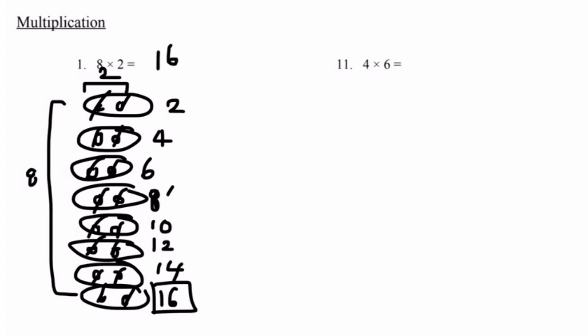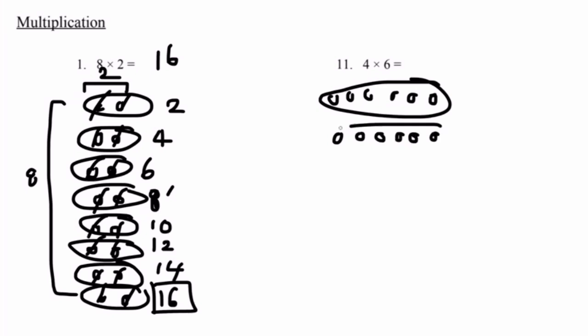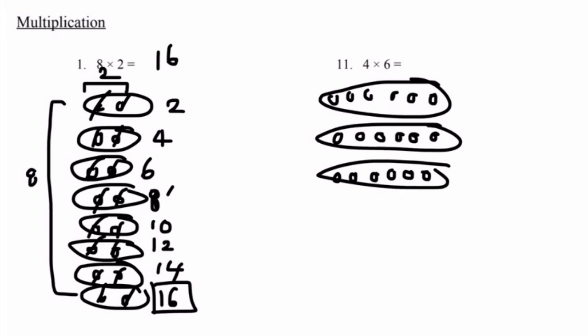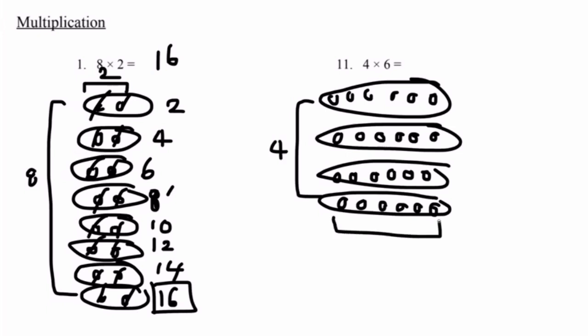Number 11, 4 times 6. 4 times 6 can also be referred as 4 groups of 6. Let's draw it out. 1, 2, 3, 4, 5, 6. Four times, 1 through 6. We now have a total of 4 groups with 6 circles each.